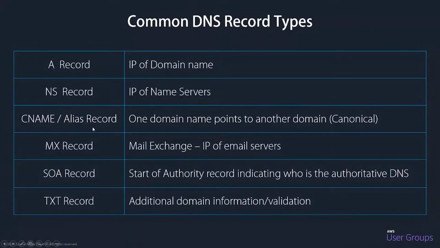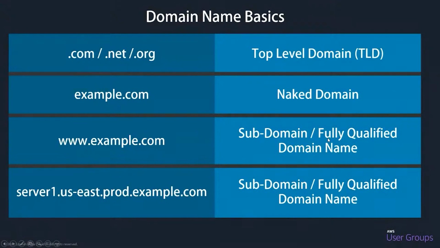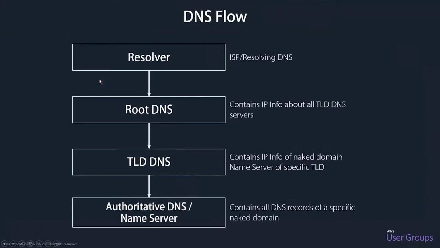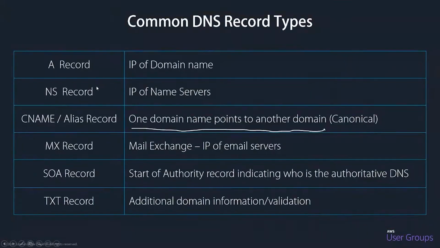The CNAME or alias record. This is where one domain name points to another domain name. This is the example where www.example.com points to example.com. So this is where you normally create a CNAME record, and you say that anybody typing in www.example.com is a CNAME of example.com, which means it's basically one domain redirecting to another domain. That's essentially what a CNAME is. I mean, there is more to it, but that's essentially what a CNAME is.